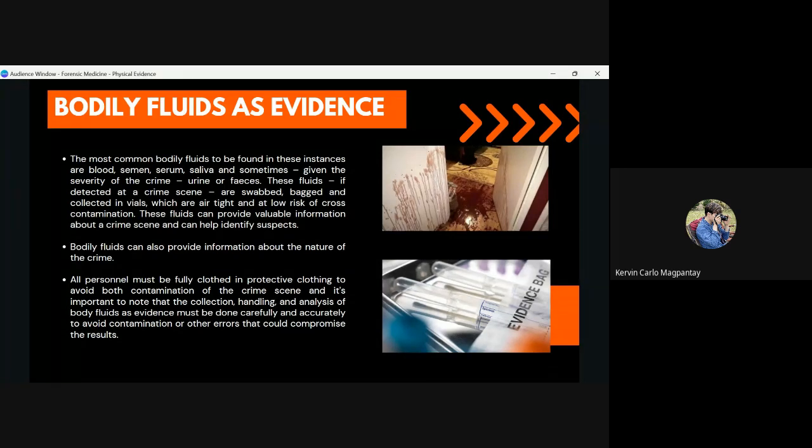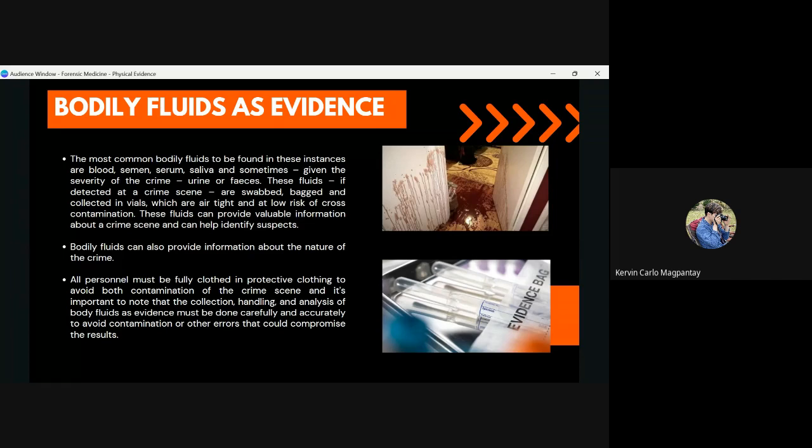Hello, my name is Margaret Maranya, and I'm here to further explain bodily fluids as evidence. So, the most common bodily fluids to be found in these instances are blood, semen, serum, saliva, and sometimes, given the severity of the crime, urine and feces. Now, dito sa part na to, ina-explain lang niya na bodily fluid is used as evidence because these fluids can provide valuable information about the crime scene and can help identify suspects.